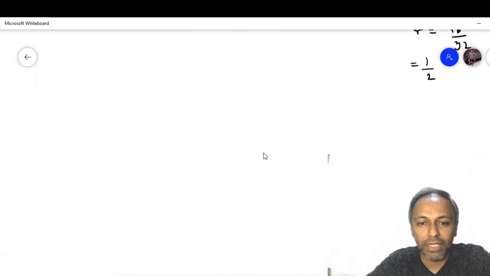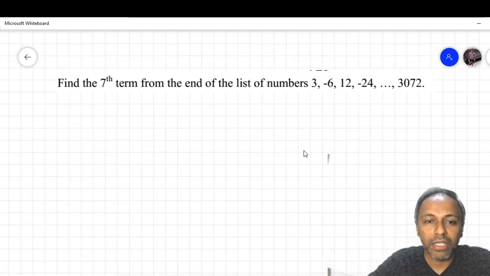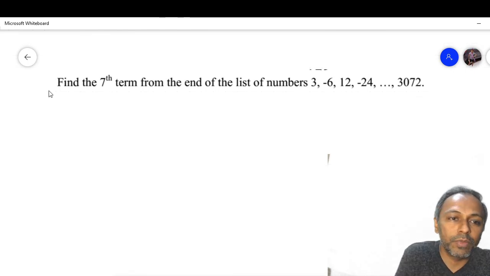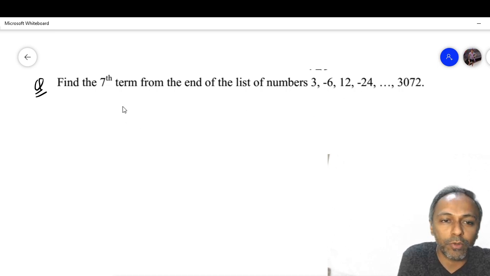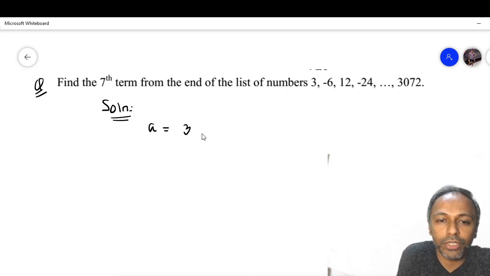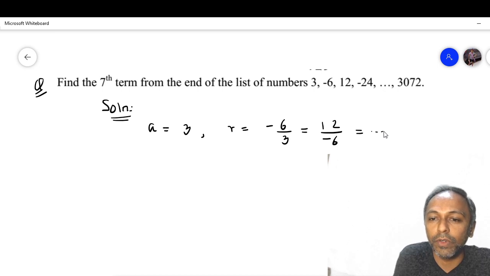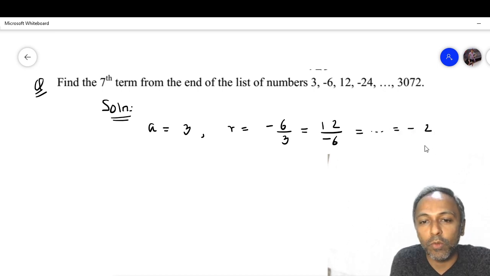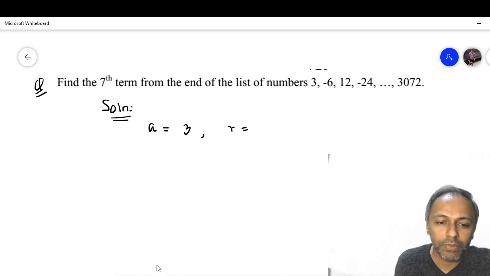Let us take an example now for geometric progression, as today we want to complete this topic. Let's take a question of this type. Find the 7th term from the end of the list of numbers. Again, it is not said whether the list of numbers is in arithmetic progression or geometric progression. By observation, you have realized that this is a geometric progression. A is 3, your common ratio is minus 6 upon 3, which is equal to 12 upon minus 6, which is equal to minus 2. Let us write simply r is equal to minus 2.